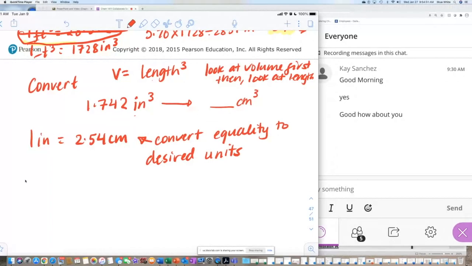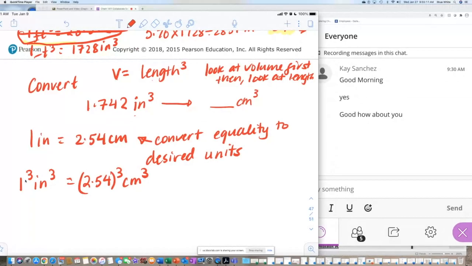And how will I do that here? I will cube both sides. So I'm going to write 1 inch. I'm going to cube the number and cube the unit. 1 cubed inch cubed is equal to 2.54. You have to cube both the number and the unit. 2.54 cubed centimeter cubed. Okay, cube both.